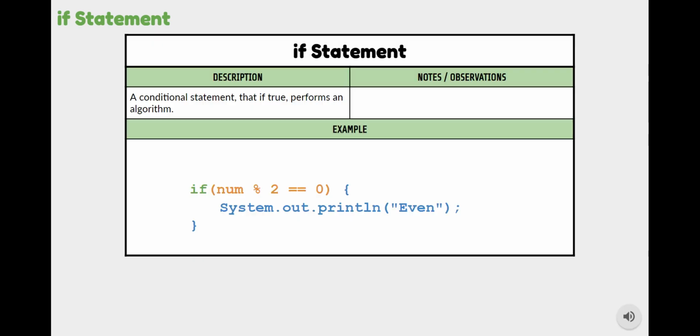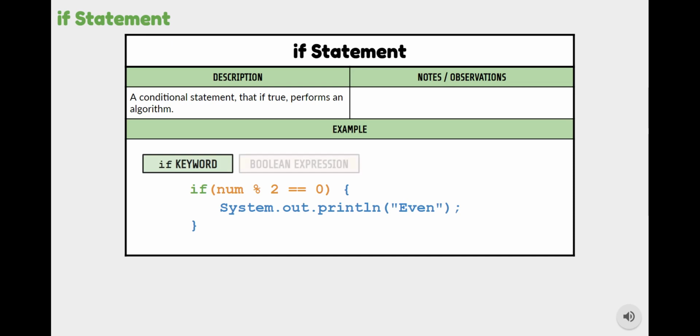That's going to be our new statement, the if statement. Our description: a conditional statement that, if true, performs an algorithm. We see an example in the box on the bottom. It starts off with that keyword if. That is just one of those keywords that Java knows.